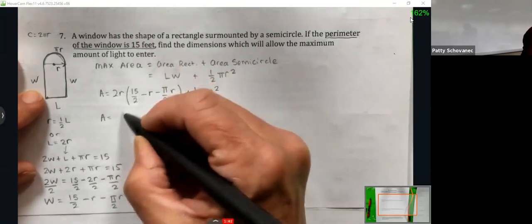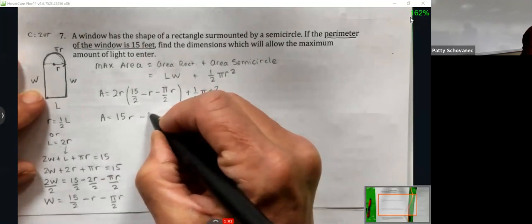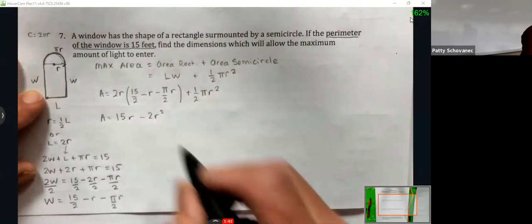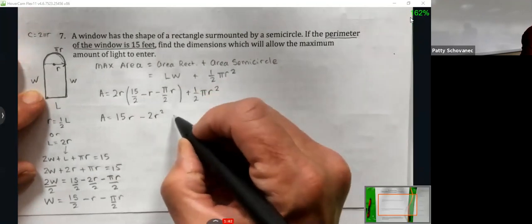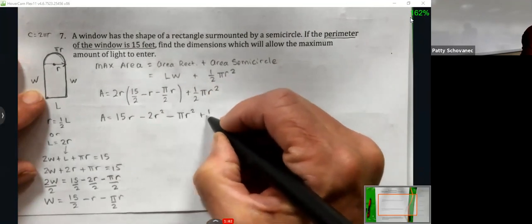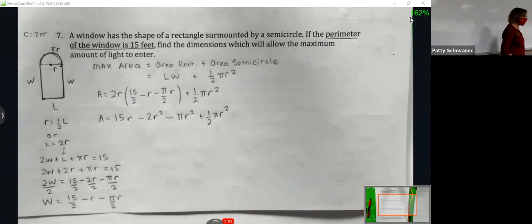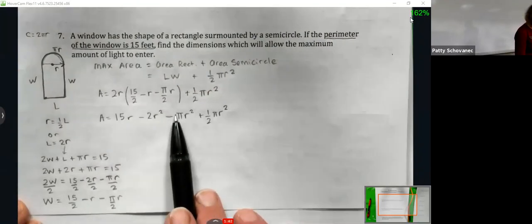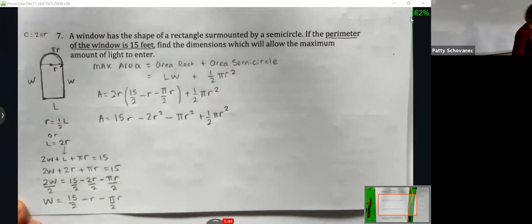The 2 will cancel here, and I'll have 15r. In the middle, I have minus 2r squared. On the end, the halves will cancel, and I'll have a minus pi r squared. But then I have a plus 1/2 pi r squared. So if you want, you can even go further and put those two pi r squareds together. I have negative 1 pi r squared, add a 1/2 pi r squared, and you get a negative 1/2 pi r squared.